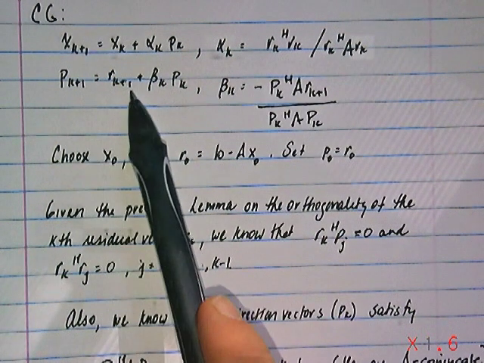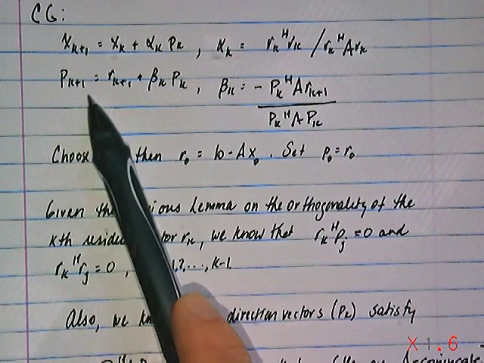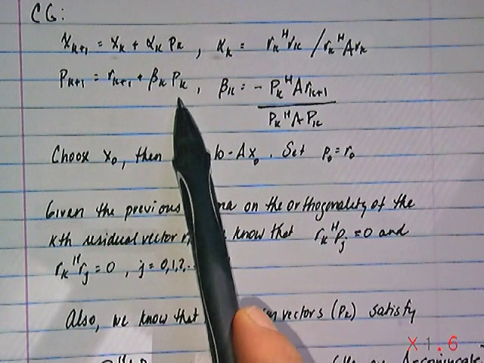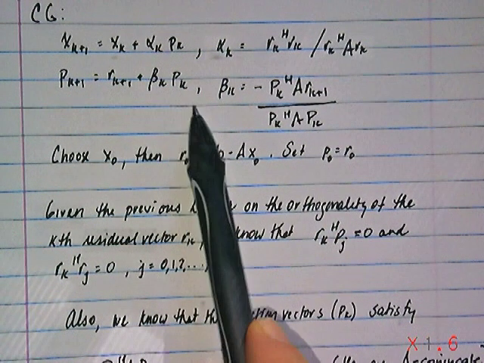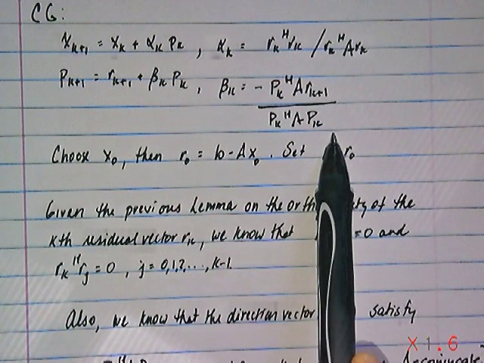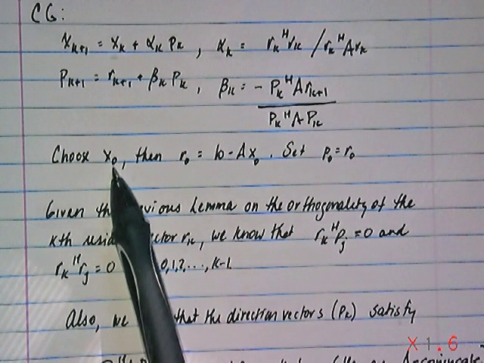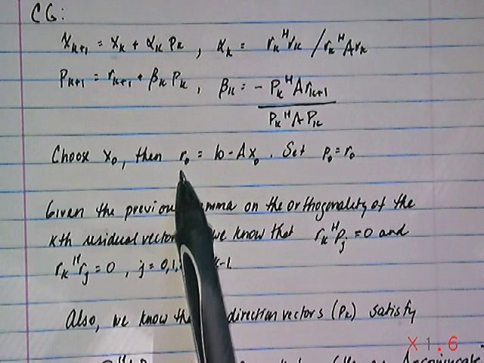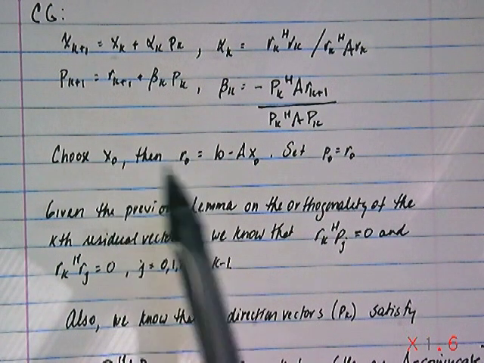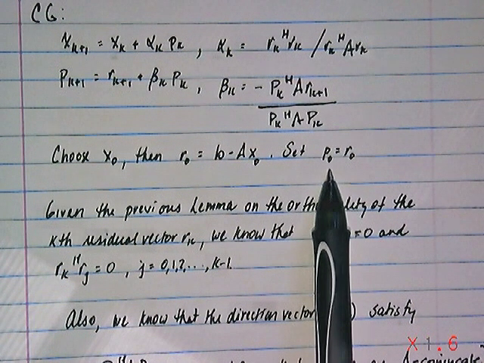But with conjugate gradient, the search directions are updated as updates to the residuals. p_{k+1} is r_{k+1} plus this scalar beta_k times the current direction p_k. And what we left off was coming up with this derivation of what that ratio should be for beta_k. So the idea is that you initially choose your initial guess, compute the residual r_0 using that first guess, and then we will use that initial r_0 as the first direction vector.